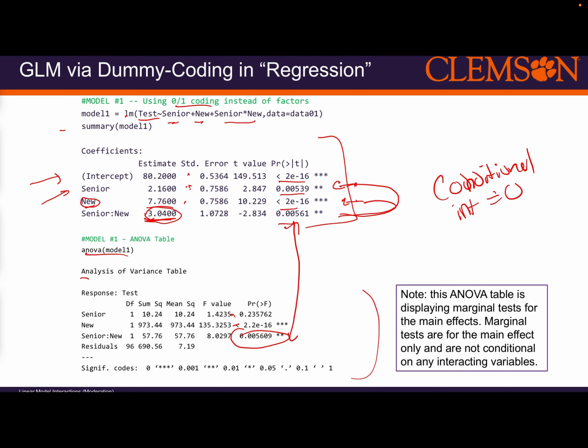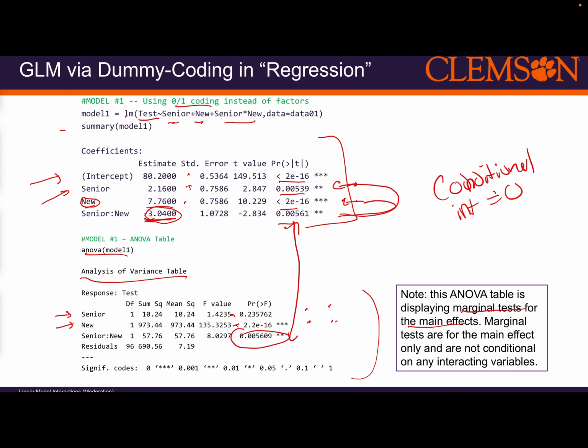That's because the analysis of variance table looks at the marginal effect of senior or the marginal effect of new. Remember, the margin is literally the side column or the bottom row of the table. So this is comparing people in the new curriculum versus people in the old curriculum, regardless of whether they were senior or freshman. This is comparing seniors versus freshmen, regardless of whether they were in the new or the old curriculum. This is sometimes what we call a marginal test.